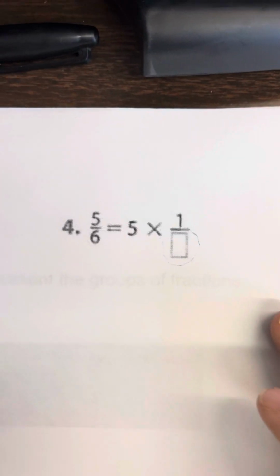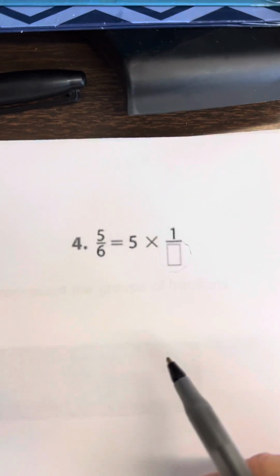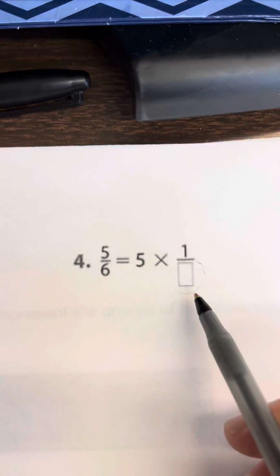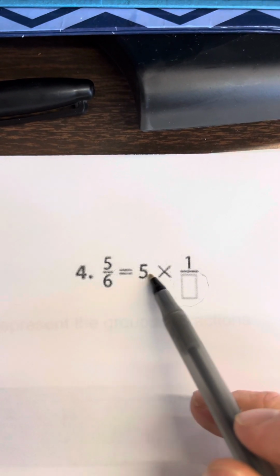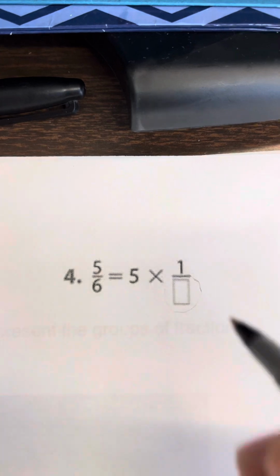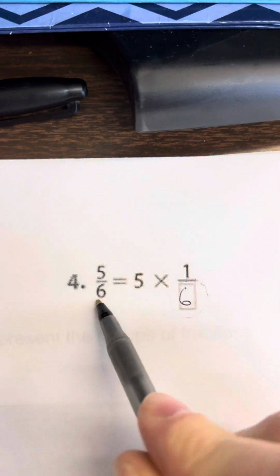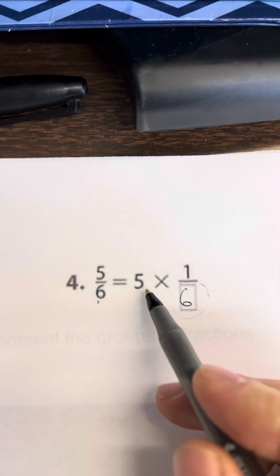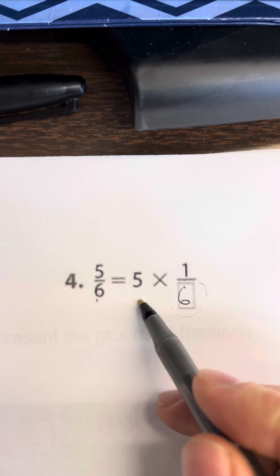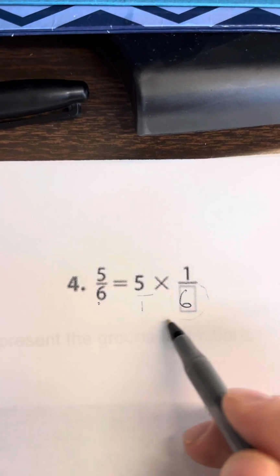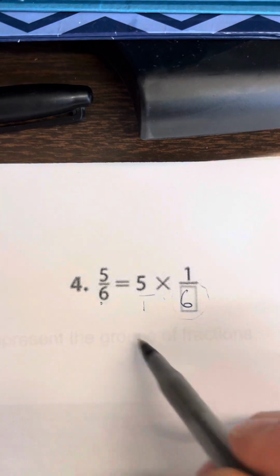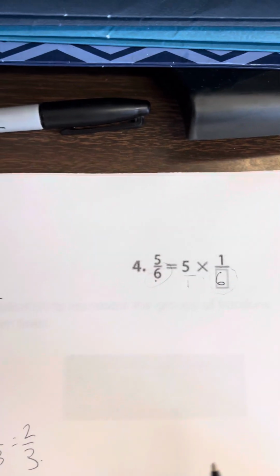All right, for number 4, we have 5/6 equals 5 times 1. We're just trying to figure out our denominator here. It's because we already have 5 times 1 equals 5, so we're just going to take that denominator from right here. Our denominator hasn't changed because we're really multiplying times 1 on the bottom. So 1 times what is 6, or you can just look and see the denominator there.